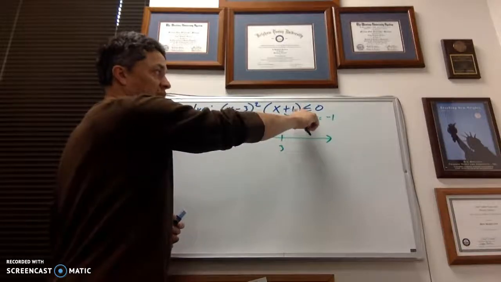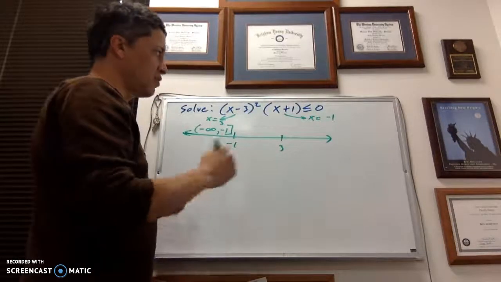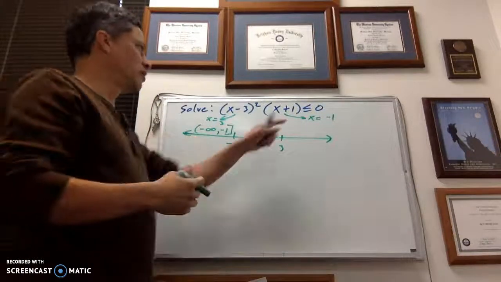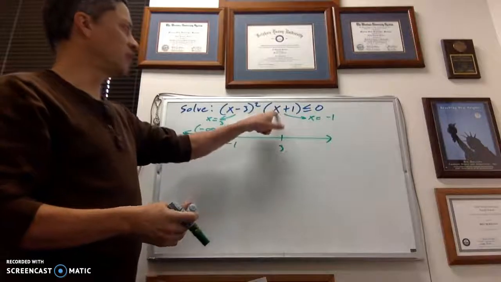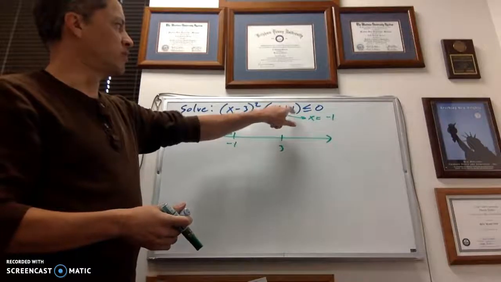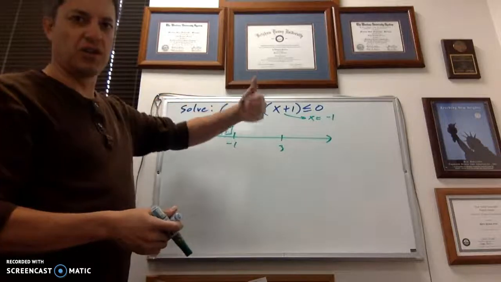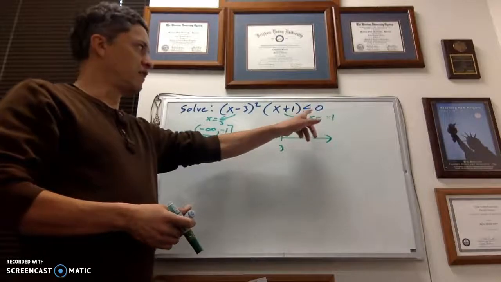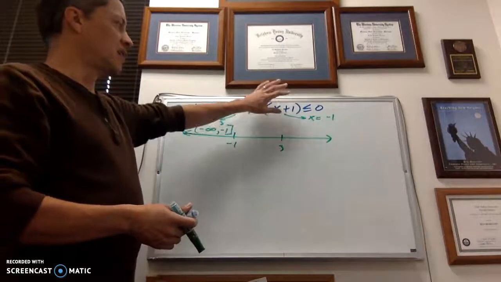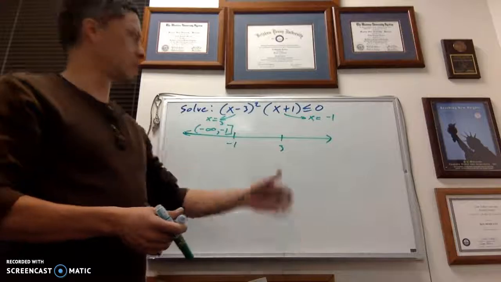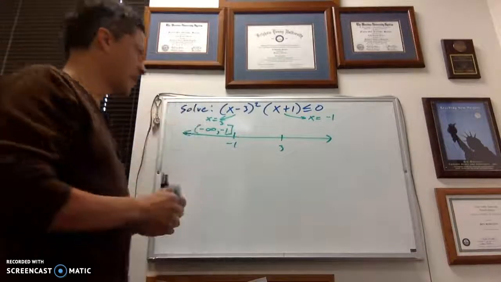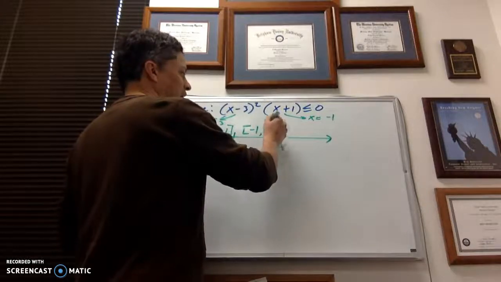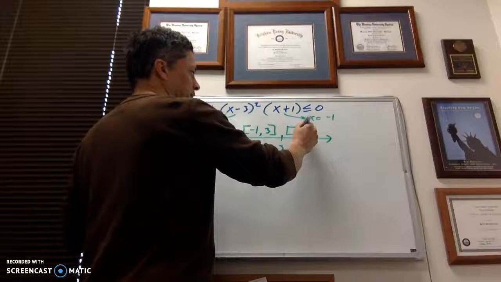The reason I have a bracket is because it's less than or equal to, right? If it was just less than, then I'd have parentheses, because the bracket means that you can include the -1 as part of the answer. If I plugged in a -1 for that x, -1 plus 1 is 0, and 0 times whatever this is is 0. And 0 is less than or equal to 0. If I had a less than sign, then I'd be trying to say 0 is less than 0, and that's not possible, so that's why I would have a parenthesis there. So we have a bracket on the -1. We'll also have a bracket on the 3 for similar reasons.